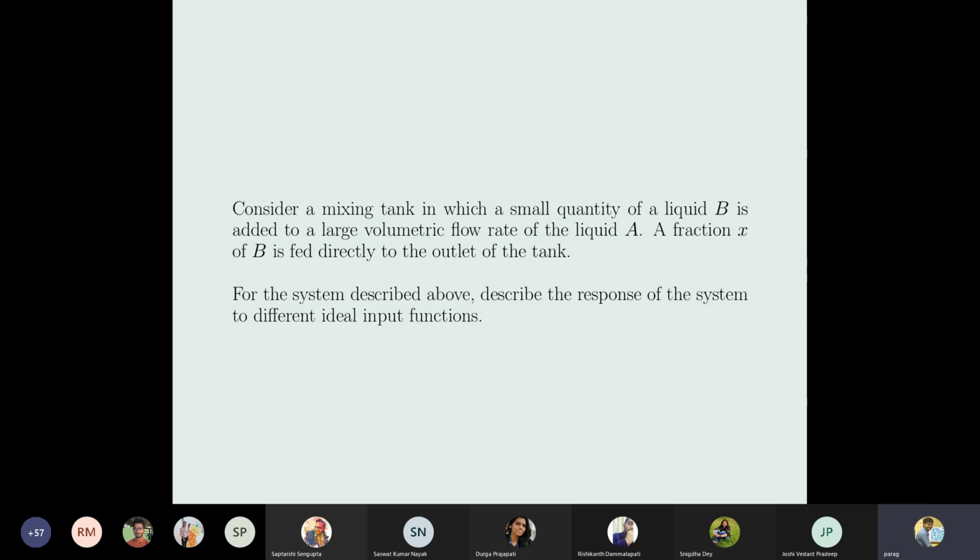Okay, so consider a mixing tank in which a small quantity of a liquid B is added to a large volumetric flow rate of liquid A. Okay, so the mixing tank has two input streams of liquid A and liquid B, such that the flow rate of the input stream A is much larger than the flow rate of the input stream B. Okay, further, so let us first try to draw this.